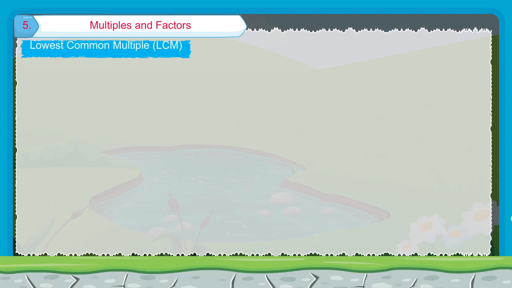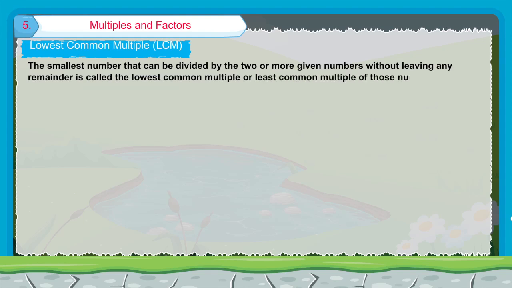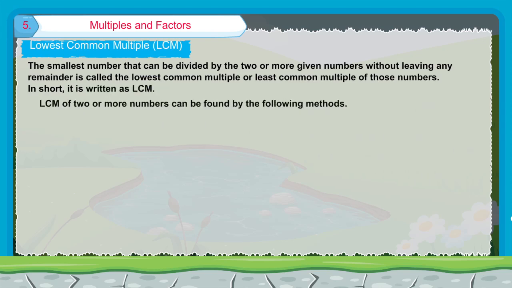3. Lowest common multiple (LCM). The smallest number that can be divided by two or more given numbers without leaving any remainder is called the lowest common multiple or least common multiple of those numbers. In short, it is written as LCM. LCM of two or more numbers can be found by the following methods.